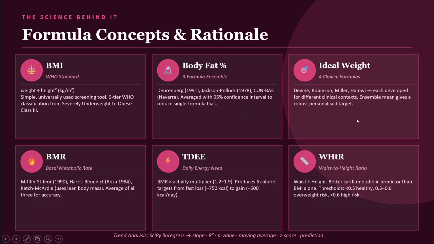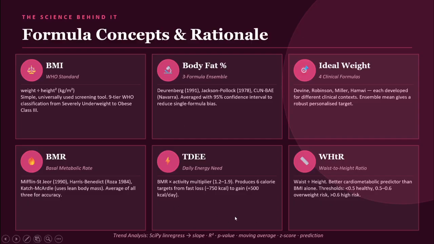Then comes the ideal body weight. I implemented 4 clinical formulae: Devine, Robinson, Miller, and Hamwi, each originally designed for different medical contexts, though again the app gives you the ensemble average. BMR, or basal metabolic rate, is calculated 3 ways: Mifflin-St Jeor, which is the gold standard, Harris-Benedict using the Roza 1984 revision, and Katch-McArdle, which uses lean body mass rather than total weight, making it the most precise if your body fat percentage is known.